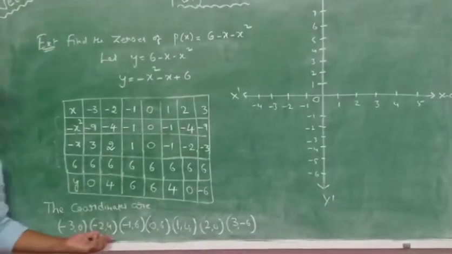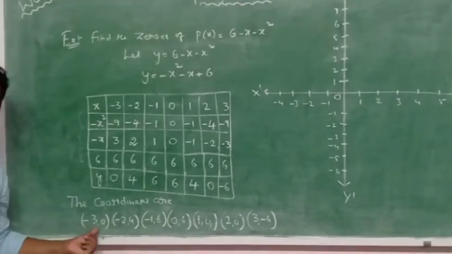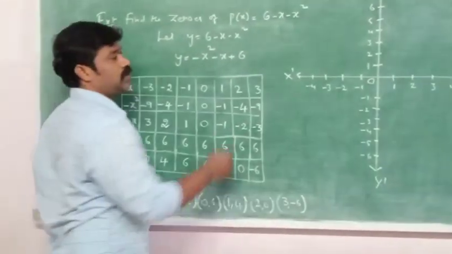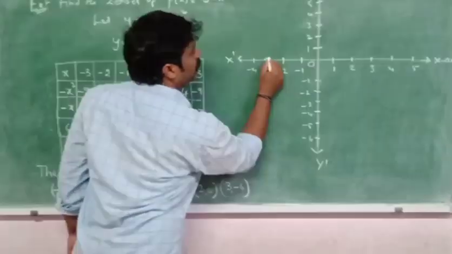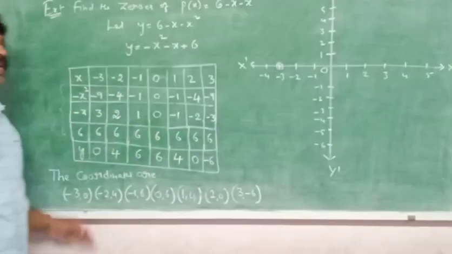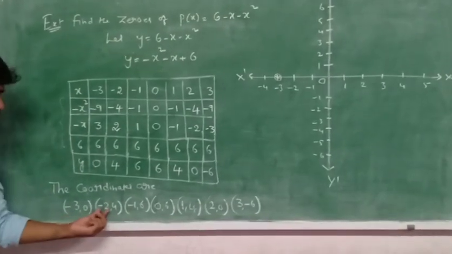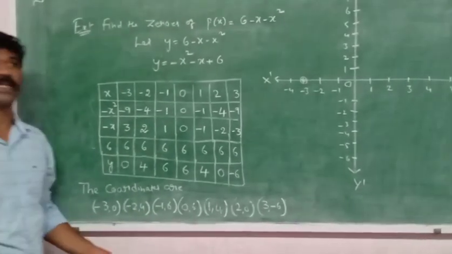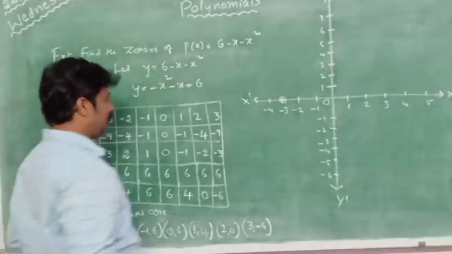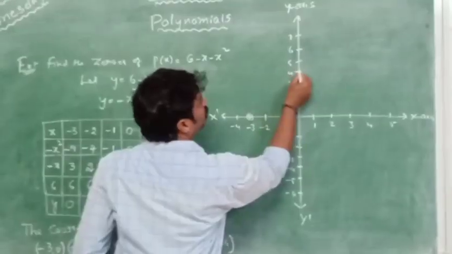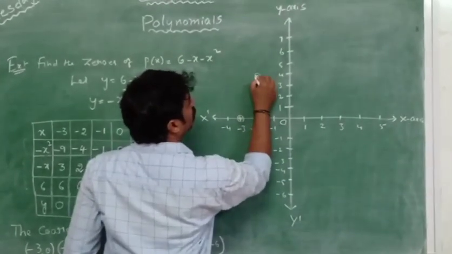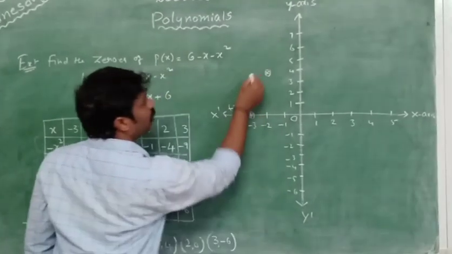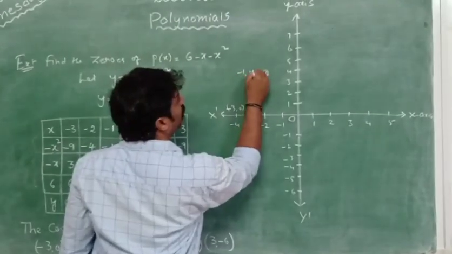Now plot all these points on the graph. First, minus 3 comma 0. Minus 3 is on the x-axis and 0 is on the x-axis, so the point is minus 3 on the x-axis. Now similarly, minus 2 comma 4. Minus 2 I have to take on the x-axis and 4 on the y-axis. The intersection of the two gives that point. Let this be minus 3 comma 0 and this minus 2 comma 4.